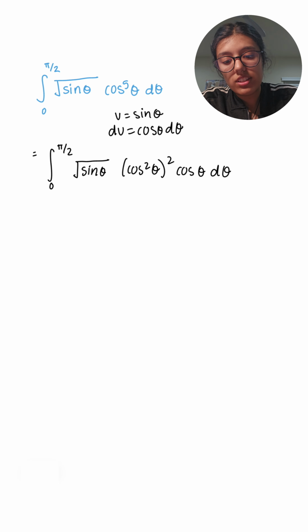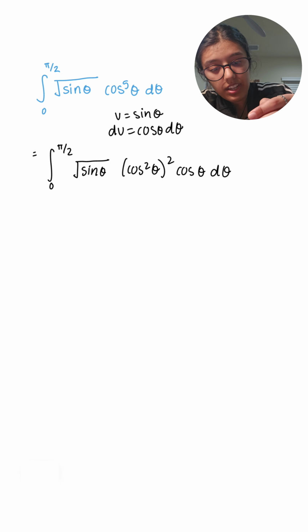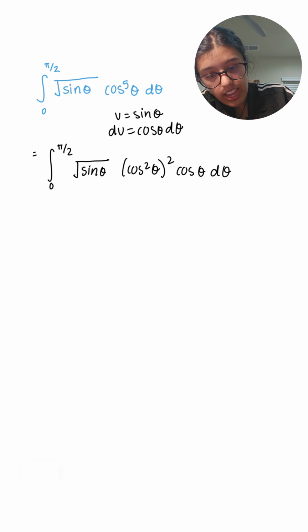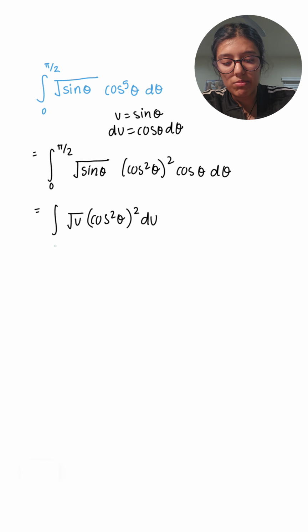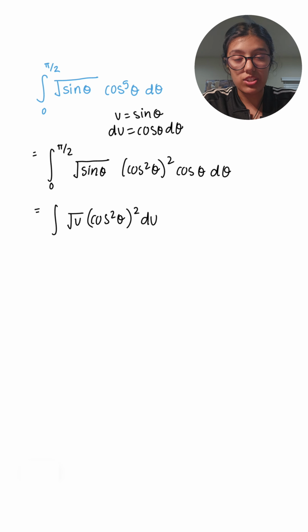So essentially what I did, I just split cos to the power 5 theta into cos squared theta squared and then cos theta, exact same thing. And from there, I know that this is basically du as stated over there. And I know that sine theta, we already said that was u. And I'm going to rewrite this, and I'm just going to add these bounds a little bit later because I want to first simplify the integral.